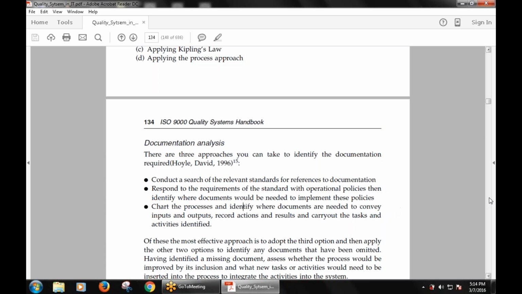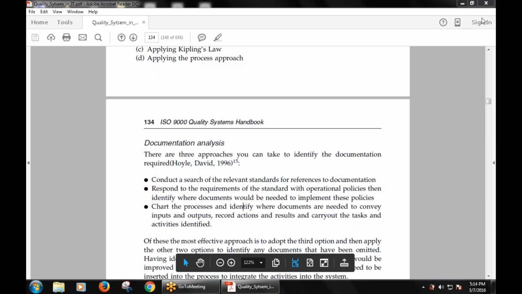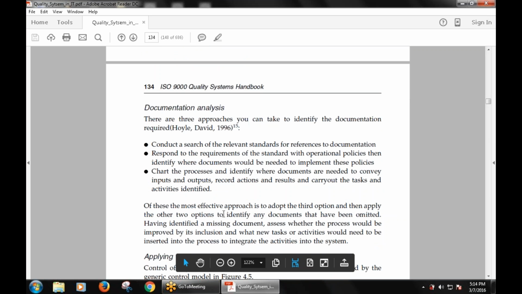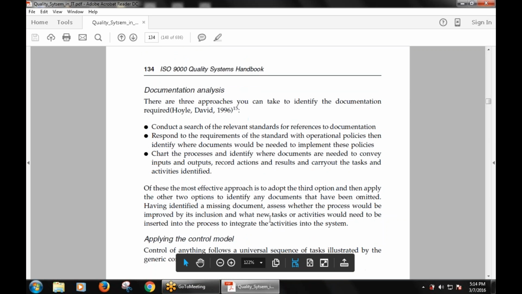And of these, the most effective approach is to adopt the third option, then apply the two other options to identify any documents that have been omitted.